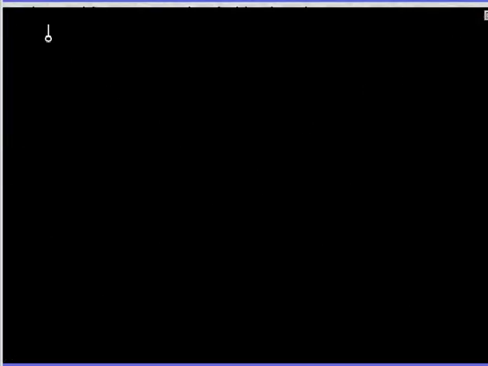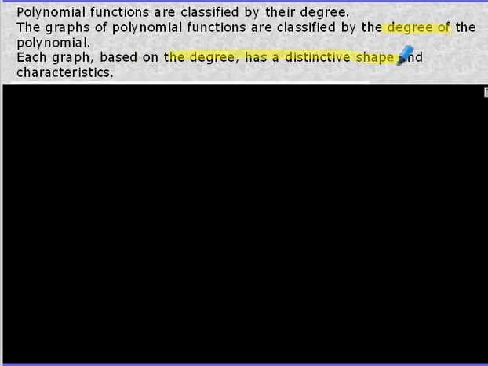All right, so polynomial functions are classified by their degree. We looked at that at the very beginning of this chapter. The graphs of polynomial functions are classified by the degree as well. So each graph is based on the degree and has a distinctive shape. And we kind of looked at that when we looked at multiplicity. If it has a certain number of roots, the shape of the graphs looks a little different. It's a very similar thing for graphs and end behavior.